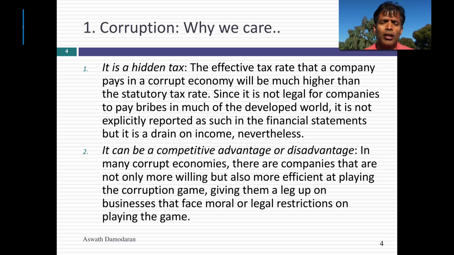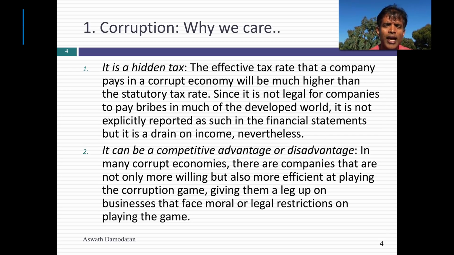Let's first look at corruption and bribery. The way I see it, corruption is a hidden tax. When you have to pay or grease the hands of every layer of government along the way, you are in fact paying a tax, but that tax doesn't show up as taxes in your financial statement. It just shows up as additional expenses.